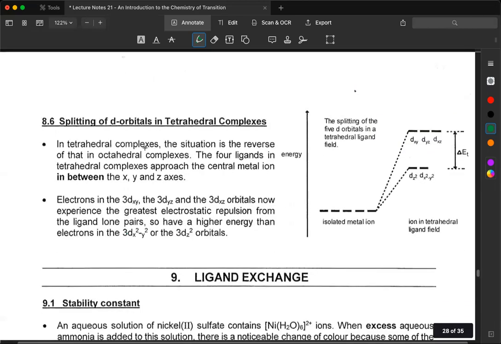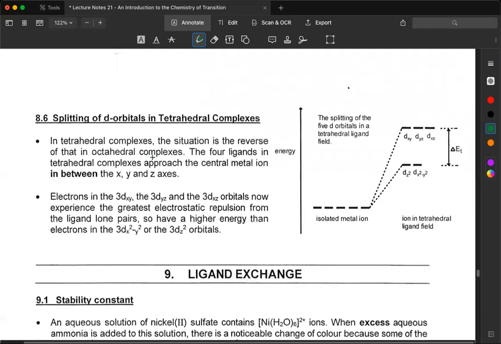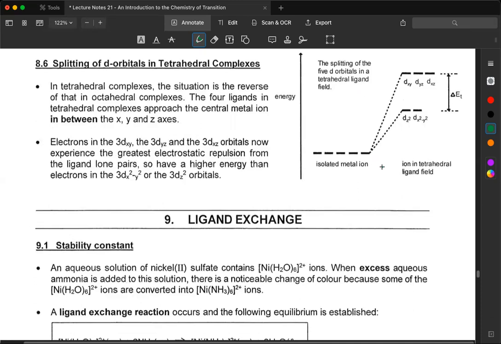So in the tetrahedral complex we mentioned just now, the situation is reversed. The 4 ligands in tetrahedral complexes approach the central metal ion differently, because the way the ligands are arranged is very different. They approach in between the axes because of the orientation, you see. For octahedral, the approach is along the axis, which is the most stable structure. Tetrahedral, approaching in between, will be more stable. So electrons in the 3dxy, 3dyz, and 3dxz orbitals now experience the greatest electronic repulsion in the tetrahedral complex, so they have higher energy. That makes the difference. Okay? There are still d-d transitions.